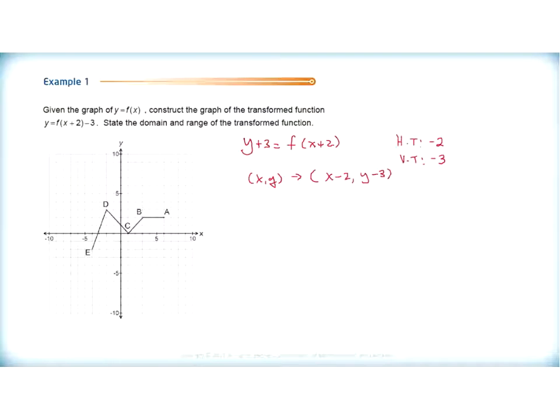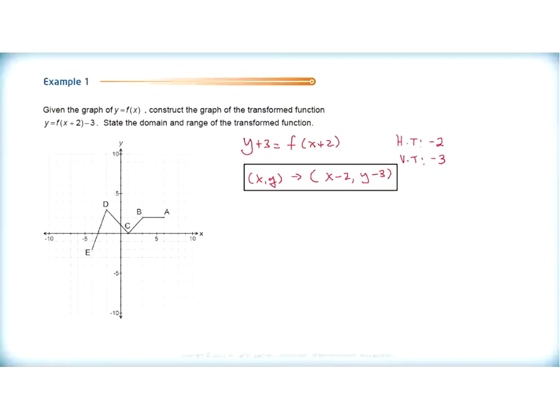I think the way I'm going to approach this one is by simply using my mapping rule that I just created. We're going to take each point that you see on the graph, these points A, B, C, D, and E, and plug them into that mapping rule, and find the coordinates of the new points, A prime, B prime, C prime, D prime, and E prime, plot the points and join them up.